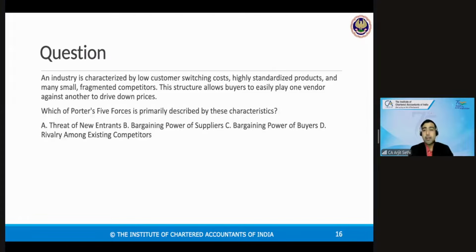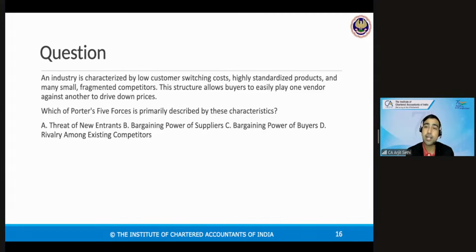What more? I'll also give an example. Let me give soaps. I think bathing soap, नहाने का साबुन. Bathing soap, low customer switching cost. If you switch from a Medimix to a Dove, from a Dove to, I don't know, a Santoor, from a Santoor to a Pears, from a Pears to a Margo, from a Margo to Mysore sandalwood soap, you can, but the products are highly standardized.